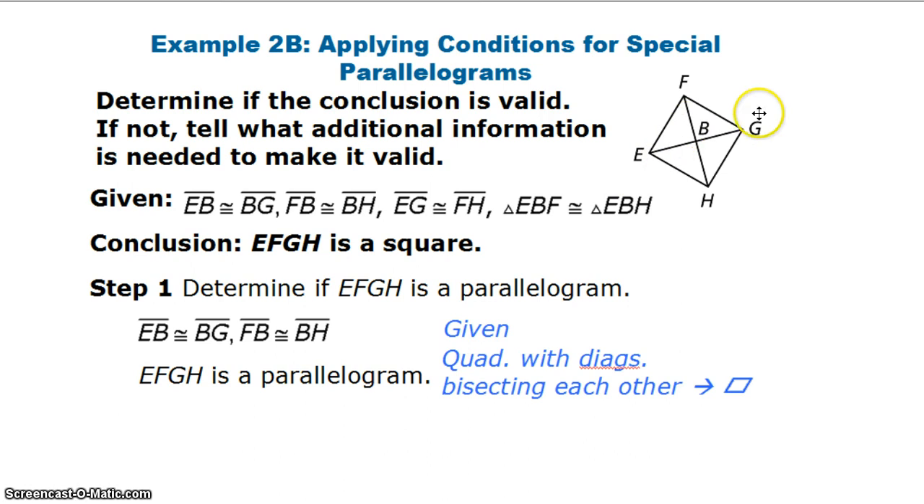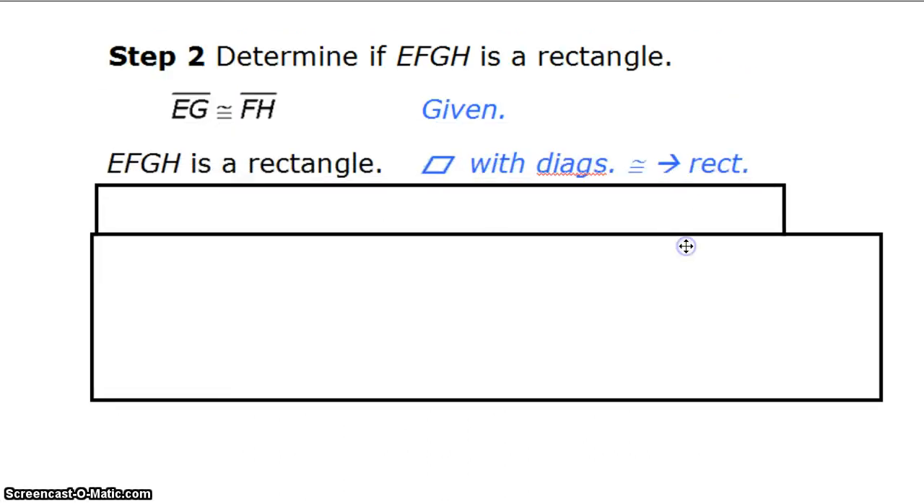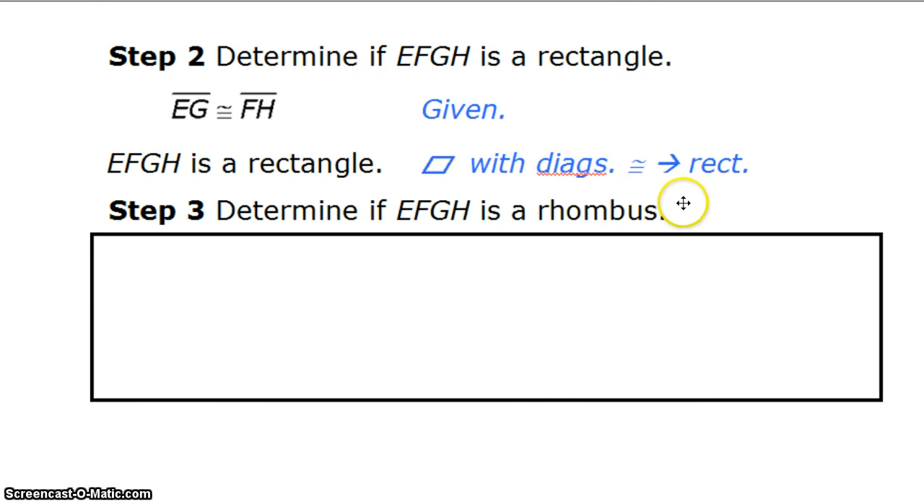There we go, EG and FH, okay? And so it is a rectangle because parallelograms with diagonals that are congruent are rectangles. And finally, can we determine that it is a rhombus?